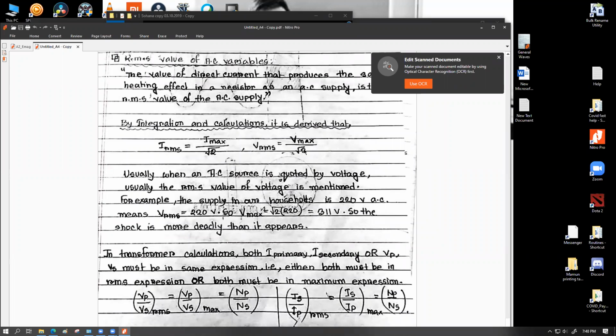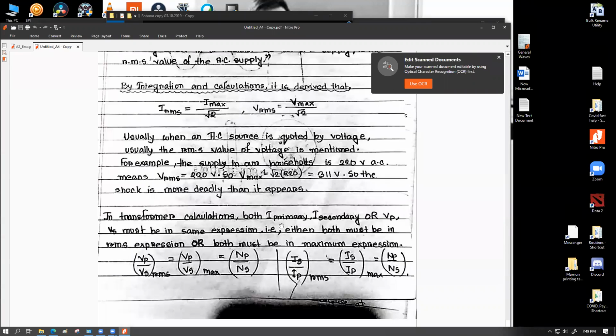When an AC source is quoted by voltage, usually the RMS value of the voltage is mentioned. For example, the supply in our households, which is about 220 volt AC, means the RMS voltage is 220 volt. So the maximum voltage of the supply is √2 times that, which is 311 volt. The voltage actually fluctuates from positive 311 to 0 to negative 311 to 0, and that keeps happening, and the frequency is usually 50 hertz. That's how our regular line works. So the maximum voltage is much higher than the rated voltage of a supply, which means if someone gets a shock, that shock would be more deadly than 220 volts. The maximum shock can be up to 311 volts.